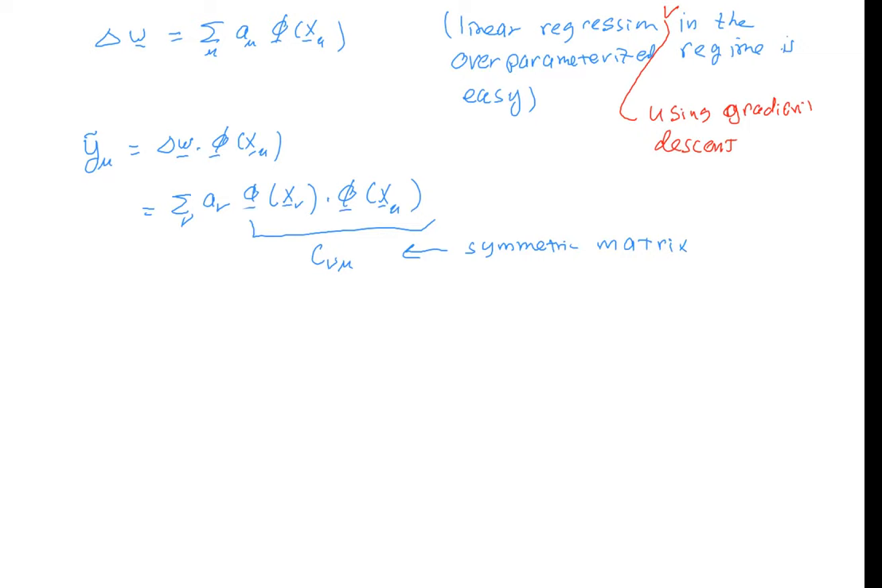So what this means is that Y mu equals the sum over nu of C mu nu A nu, which we can now invert, and we write A mu equals the sum over nu of C mu nu inverse Y nu tilde.